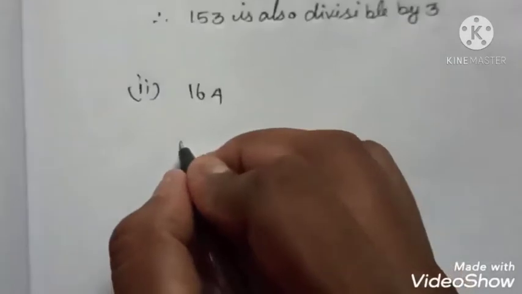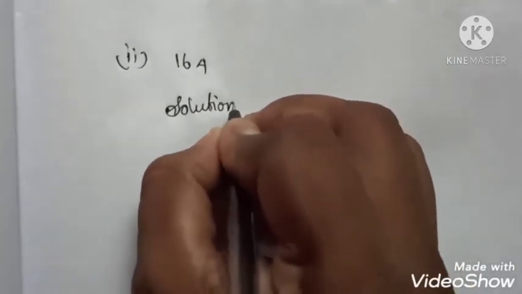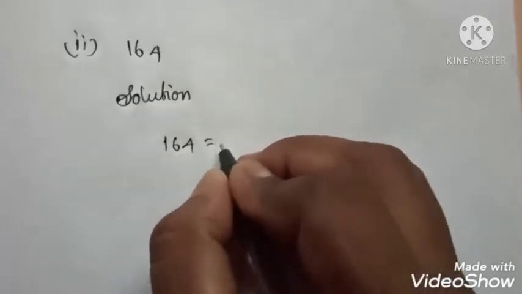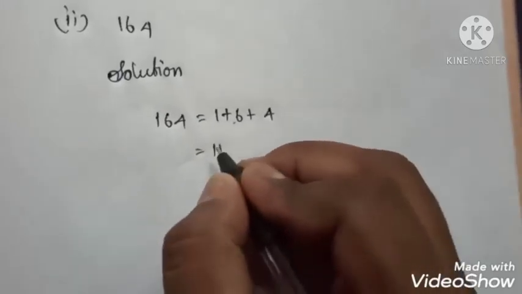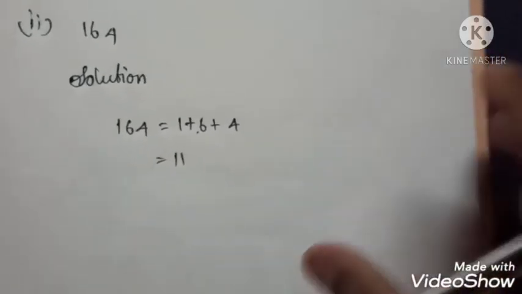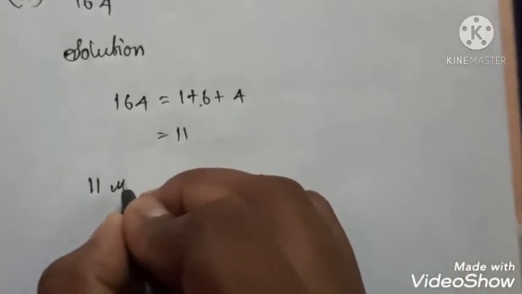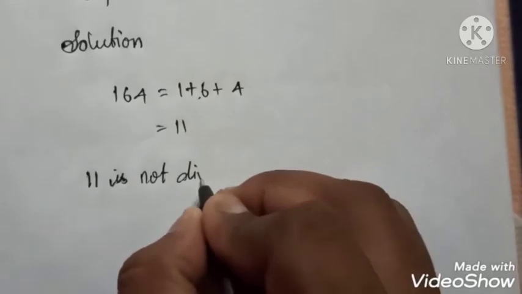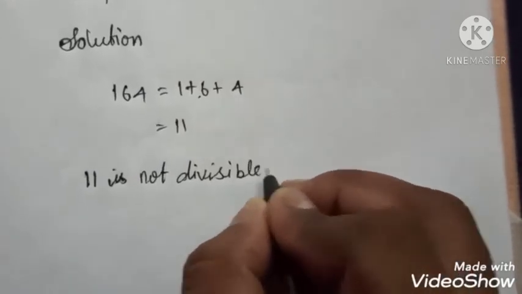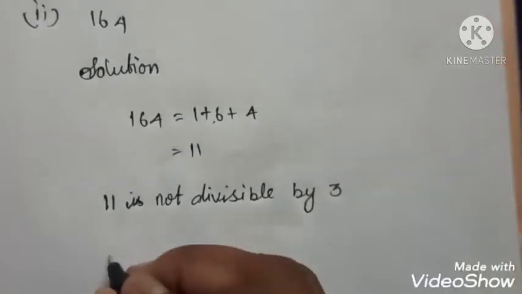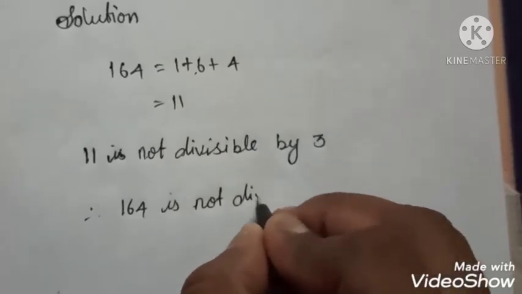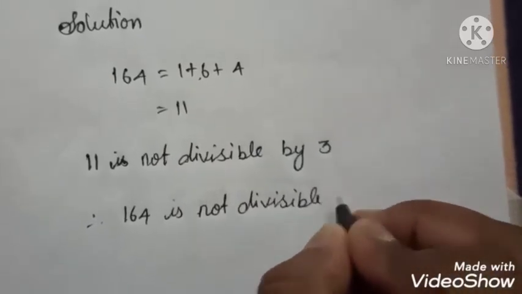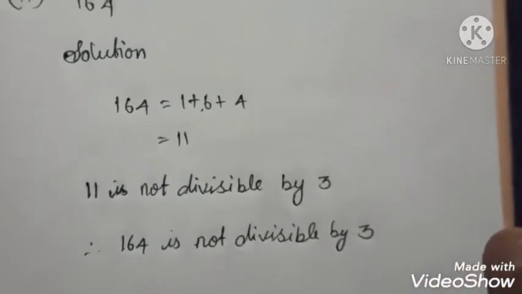The same way I check the second question, 164. Solution. 164 equals 1 plus 6 plus 4. 1 plus 6 is 7, plus 4 is 11. So 11 is not divisible by 3. Therefore 164 is not divisible by 3.